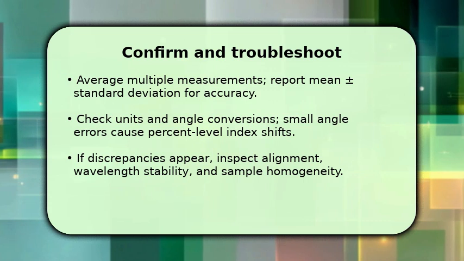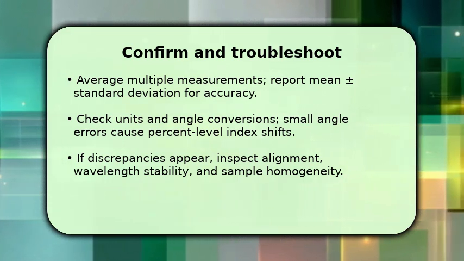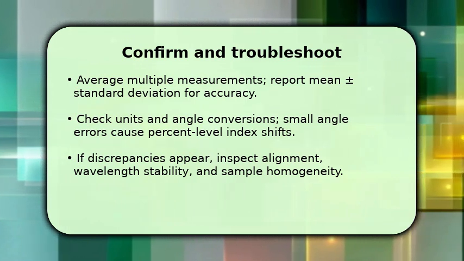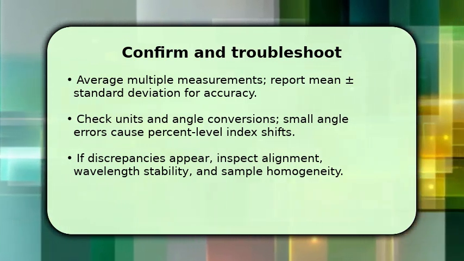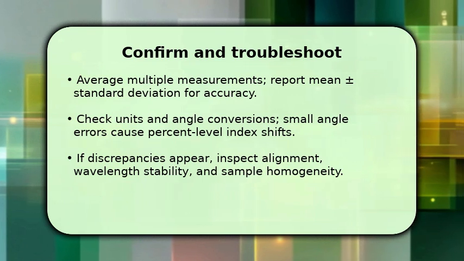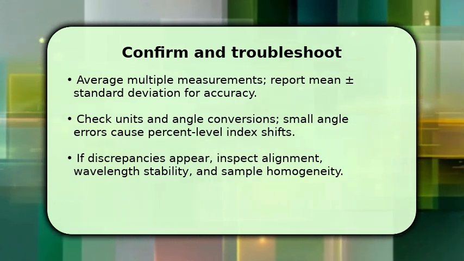If results disagree or look non-physical, recheck alignment, beam collimation, wavelength stability, and whether the sample has gradients. One key troubleshooting tip: realign the source and detector first. Most systematic errors come from misalignment.